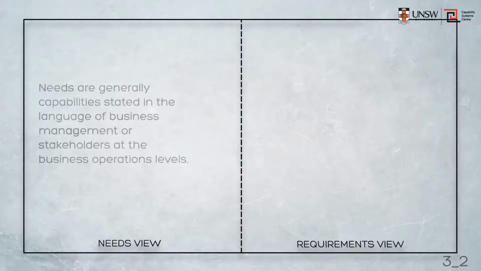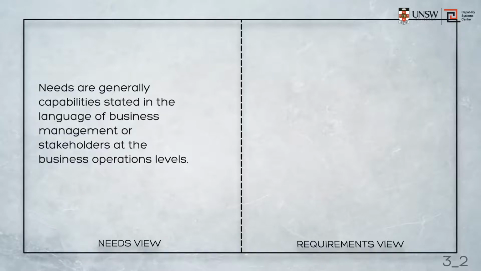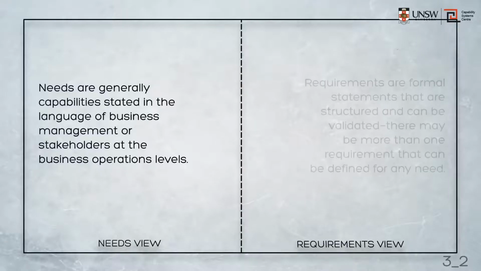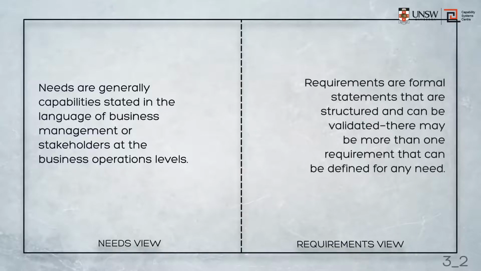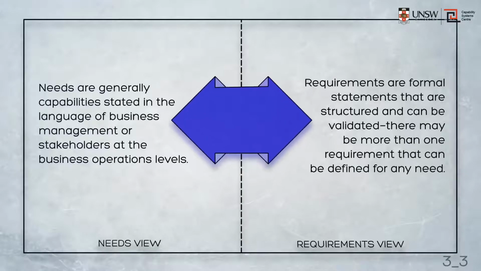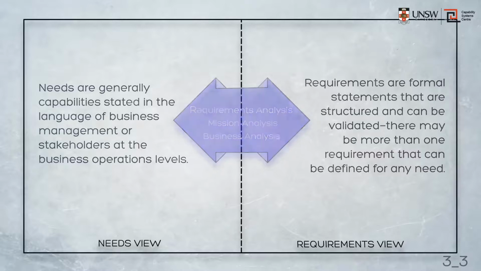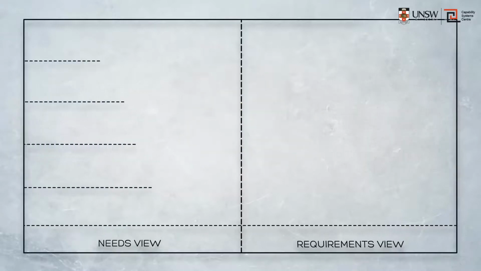When describing the system, we need to make the distinction between needs and requirements. Needs are generally capabilities stated in the language of business management or stakeholders at the business operations levels. Requirements are formal statements that are structured and can be validated. There may be more than one requirement that can be defined for any need. Requirements are generated from needs through a process of requirements analysis, which is also called business analysis or mission analysis at the higher levels.